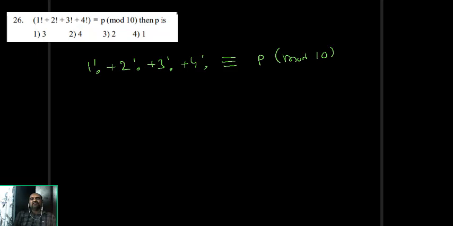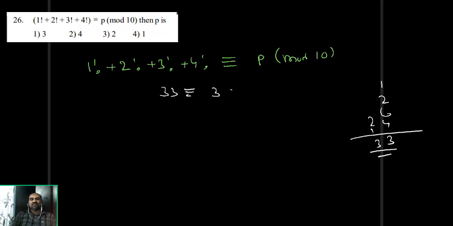Another question: 1 factorial plus 2 factorial plus 3 factorial plus 4 factorial is congruent to P modulo 10. What is the meaning? What is the remainder when the summation is divided by 10? Just an easy problem. We need to add 1 plus 2 plus 6 plus 24. 33 is congruent to 3 modulo 10, obviously. P is equal to 3.